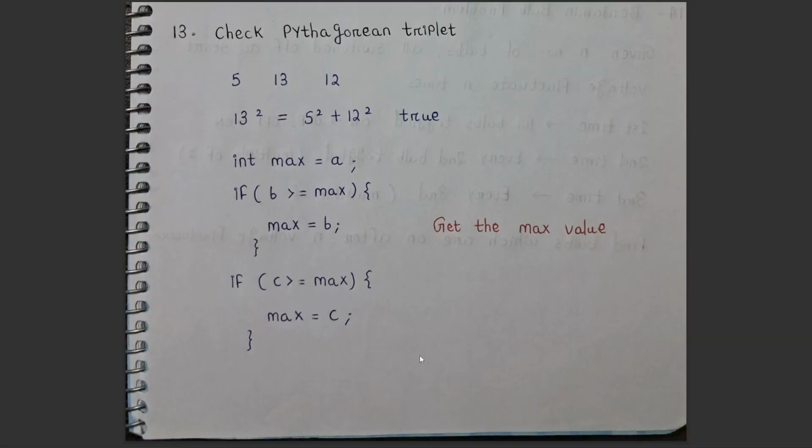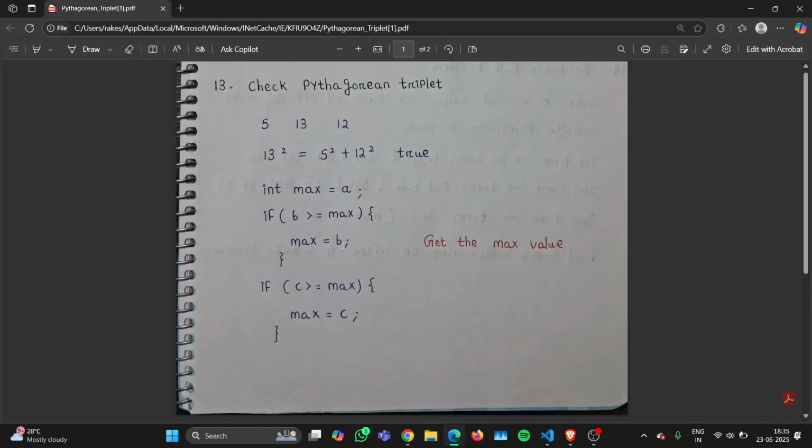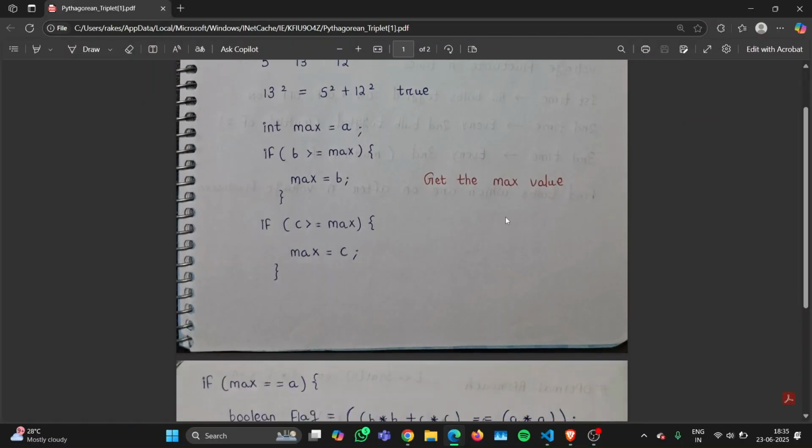So first our job is to find the max value, or the hypotenuse. Let me initialize the max value as a, the first of the three numbers. Then we use the if else ladder to find the greatest number among the three. In case b is greater than the original max, we assign the b value to max. Or if c is greater than max, or c is greater than a and b, we assign the c value to max. So I think this will be extremely easy to understand. There will be no issues.